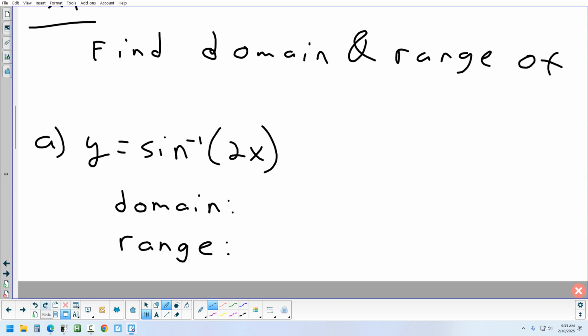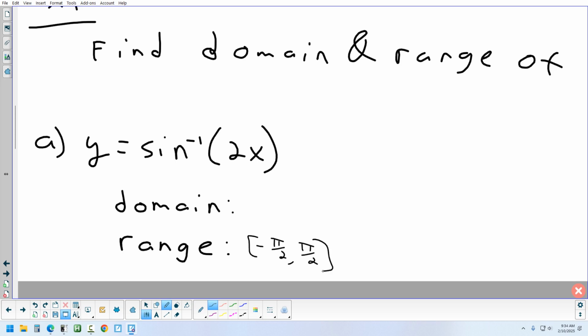What is the range of inverse sine? Remember, you can't think of the range of the inverse. Think of the domain of the original. Think of the box. What did we limit it to? Yep. Negative pi over 2, pi over 2.